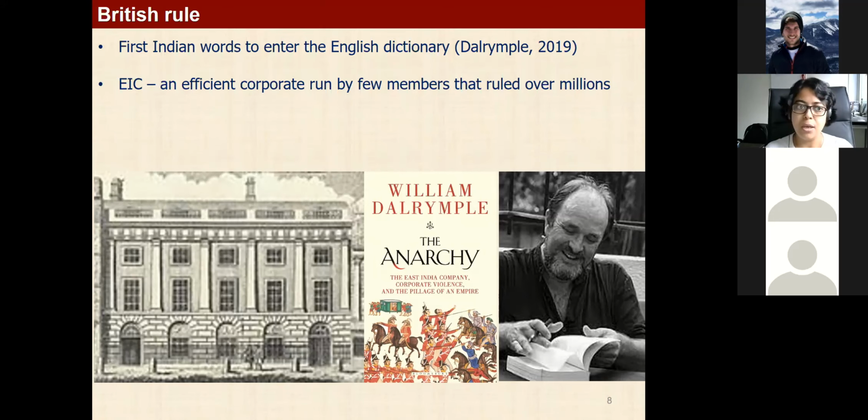And I think it captures the general sense of what British rule was to start with, and it continued. So to start with, as I said, it started with a company. It's called East India Company. And this was one of the efficient corporates, which in its prime time, was governed by only 35 members and had a very small office in London, but it actually ruled over millions.